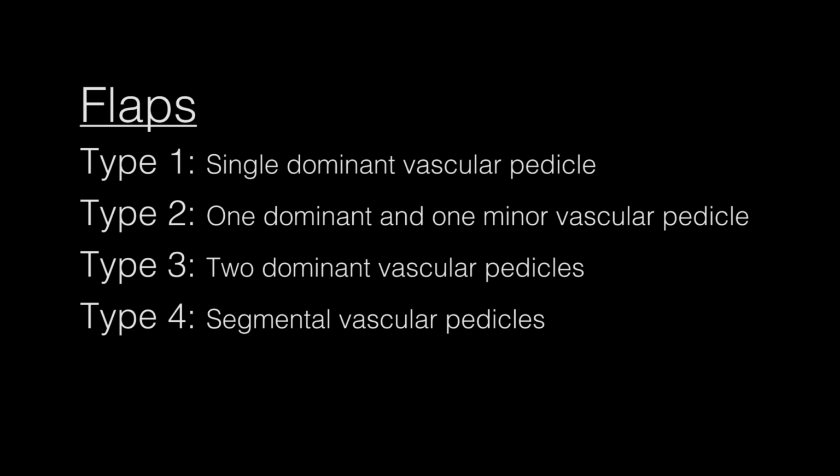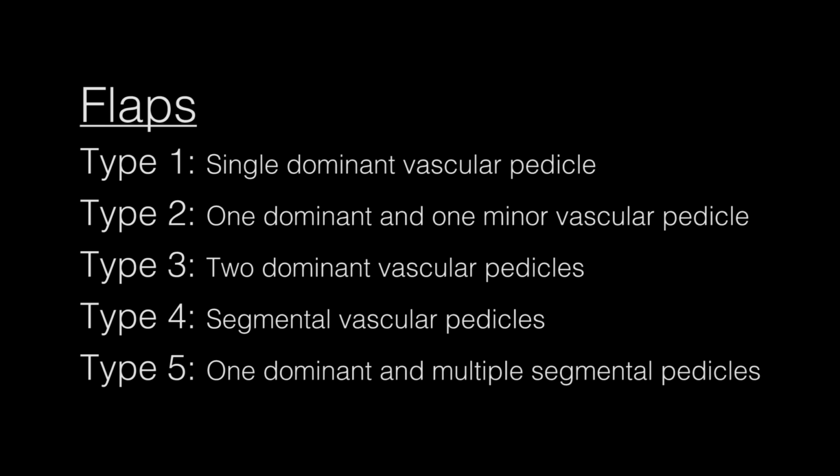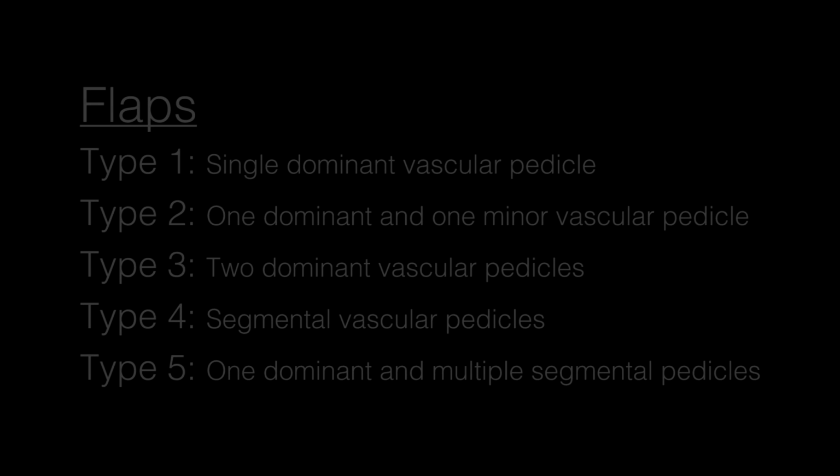What that means is that each portion of the muscle is supplied by a slightly different artery, and those vessels in particular are very finicky. A type 5 flap, which is the last one we'll talk about, has one dominant vascular pedicle and multiple segmental vascular pedicles. The first flap we'll be talking about and that you will see demonstrated is a gastrocnemius flap.